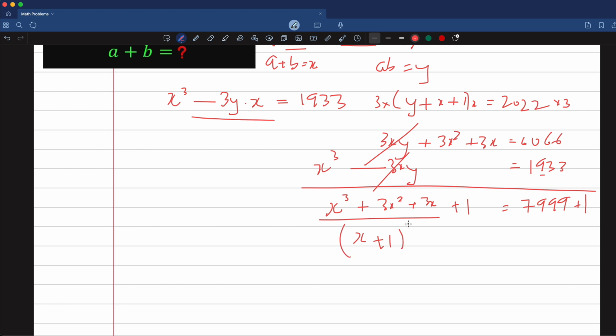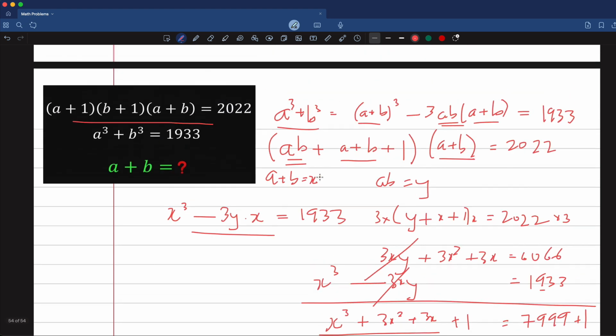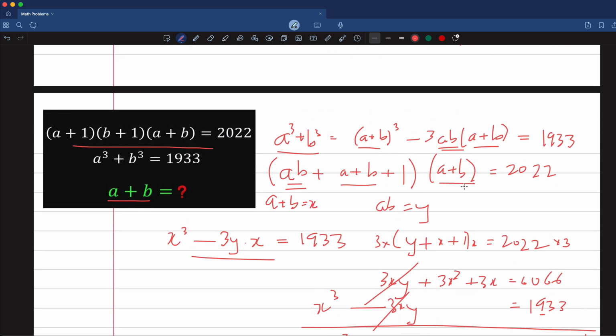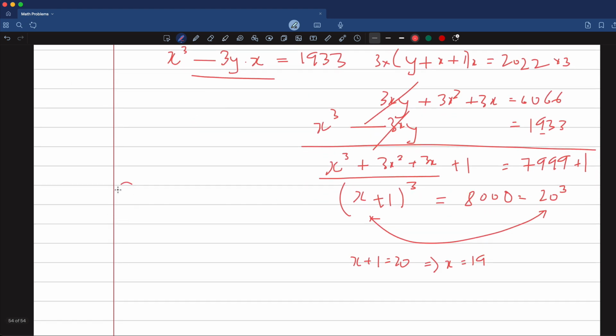And (x plus 1) whole cubed is equal to 8,000, which just happens to be 20 cubed. 2 cubed is 8 and 10 cubed is 1,000, so 8 times 1,000 is 8,000. So now you can say that (x plus 1) cubed being 20 cubed means x plus 1 is 20, which implies that x is 19. And remember, what was x? x was nothing but a plus b. That was the replacement. So a plus b, which is what the question asks us to find out, is 19.